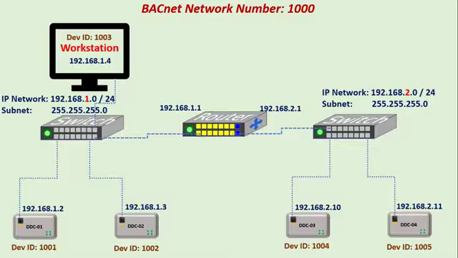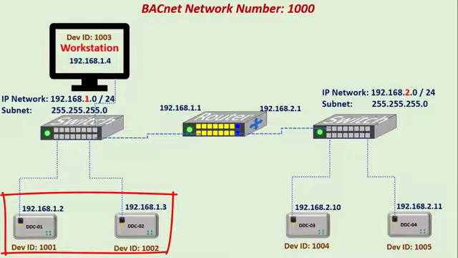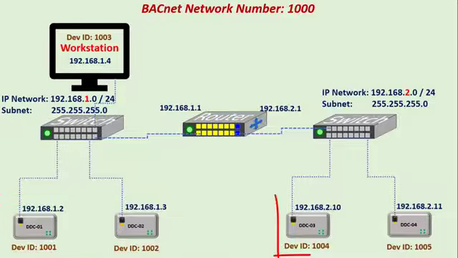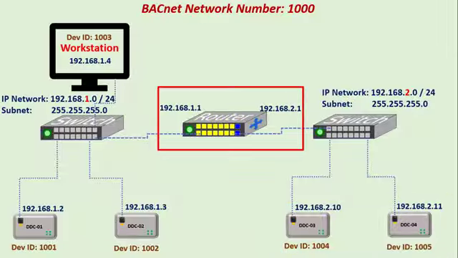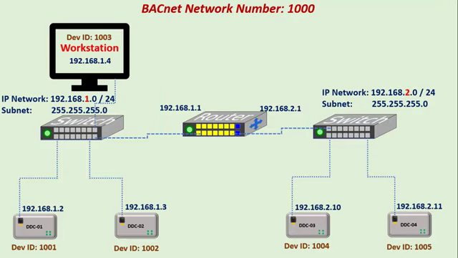As shown here, we have two different IP subnets. The first IP network is 192.168.1.0 and the other one is 192.168.2.0. On the first network we have two DDCs, which are DDC1 and 2, while on the other IP subnet we have another two DDCs, which are DDC3 and 4. As you can see here, we also have a router between these two IP subnets. This router helps in communication between these two networks.